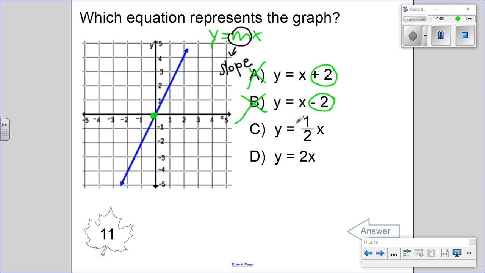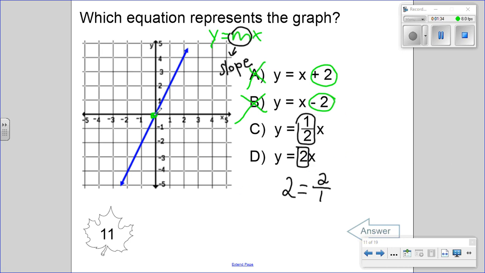So in choice C, we have a slope of 1/2, and in choice D, we have a slope of 2. So we need to figure out, and actually let's talk about that. That slope of 2 can also be written as a fraction of 2 over 1 because 2 divided by 1 equals 2. So now we need to figure out what is the slope of this blue line. Is it 1/2 or is it 2?